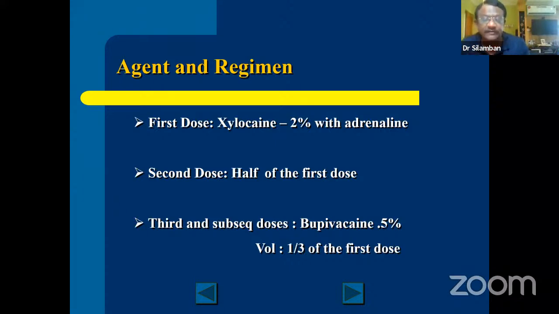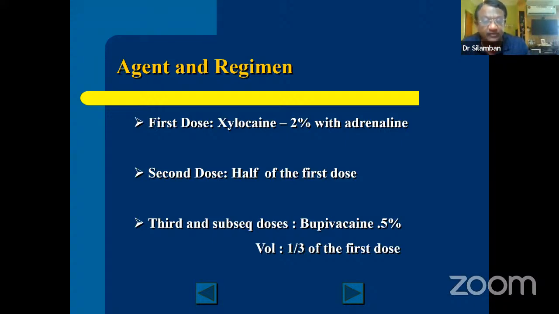So all these things determine what drugs you're going to use. For example, generally my personal preference for abdominal surgeries: my first dose is going to be 2% xylocaine with adrenaline. That certainly gives, out of my experience, better relaxation than 0.5% sensorcaine. My second dose would be half of the first dose.